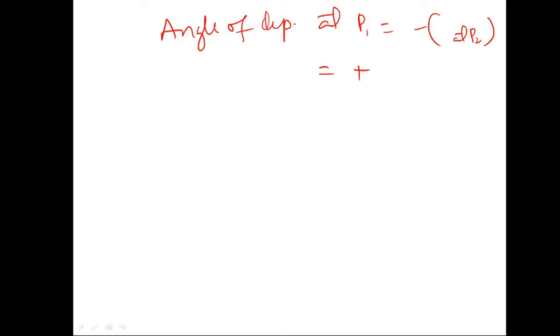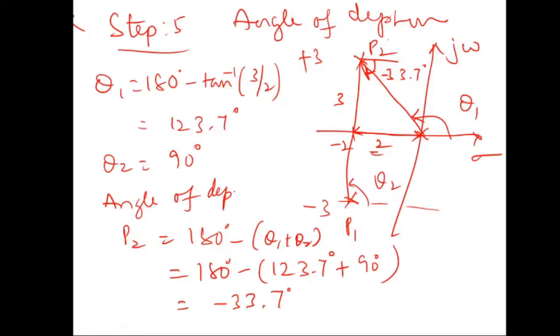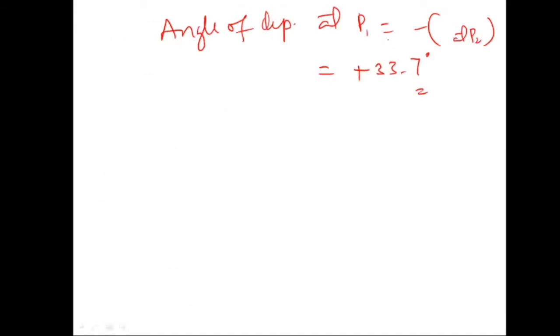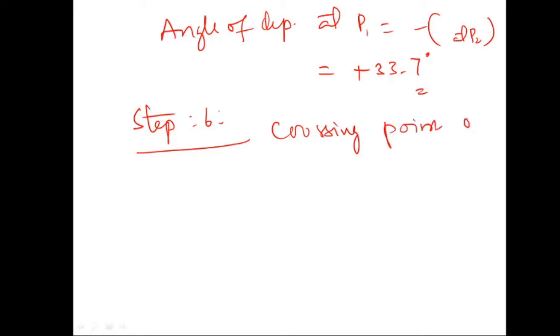So it will be plus 33.7 degrees. Whatever we got in this one, the same angle will be there, but with a sign change. So these two are obtained. Now let us move to step 6. In step 6, we need to find the crashing point on the imaginary axis.